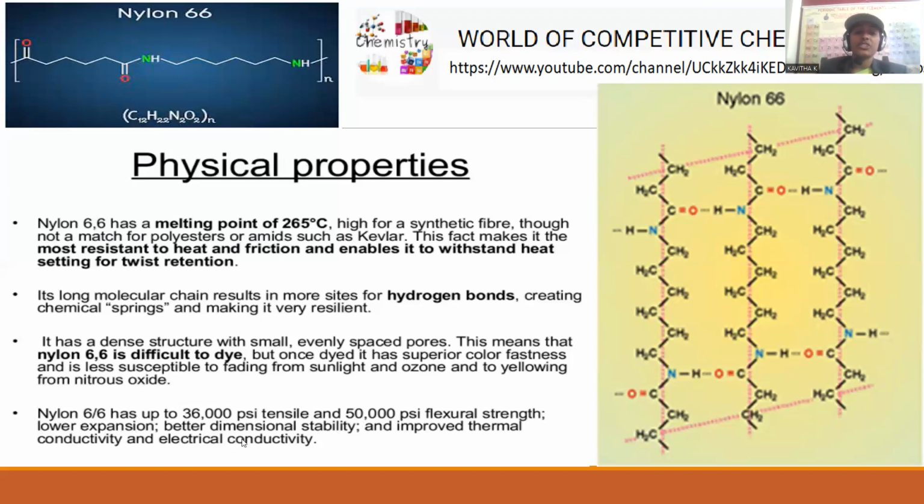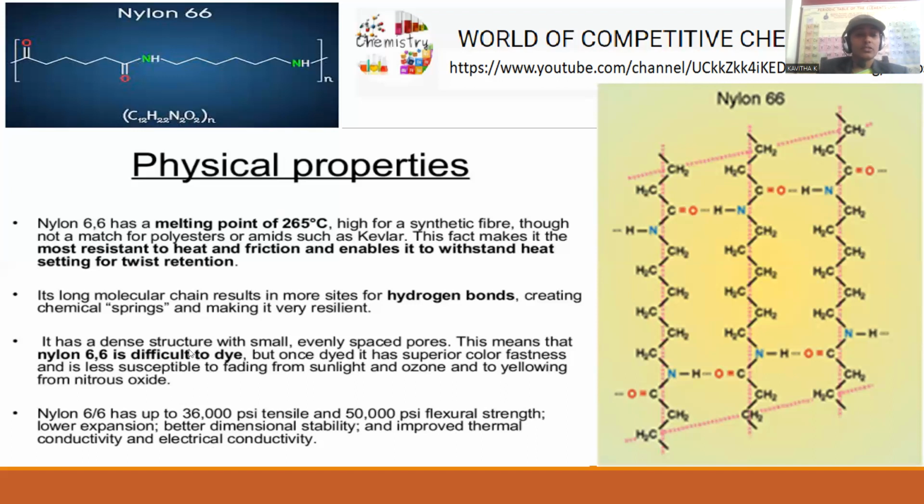So that is the dimensional stability. Even by applying force, it will not lose its structure; its dimension will not vary. And improved thermal conductivity: it is used to transfer heat from one place to another, which is denoted as thermal conductivity. So the thermal conductivity property is also there. The electrical conductivity property is also there for these nylon 66 materials.